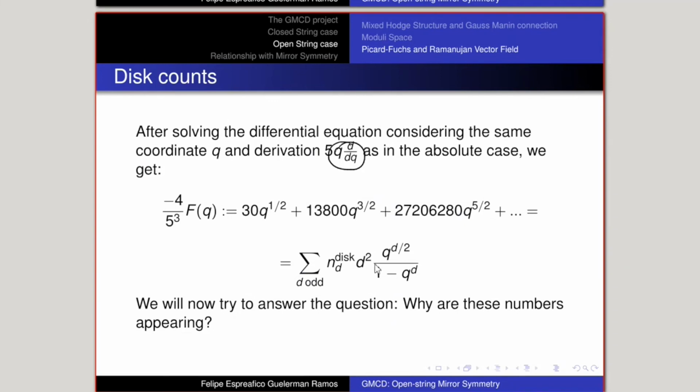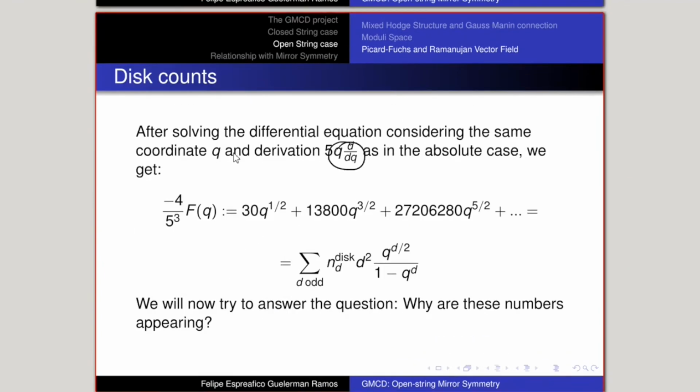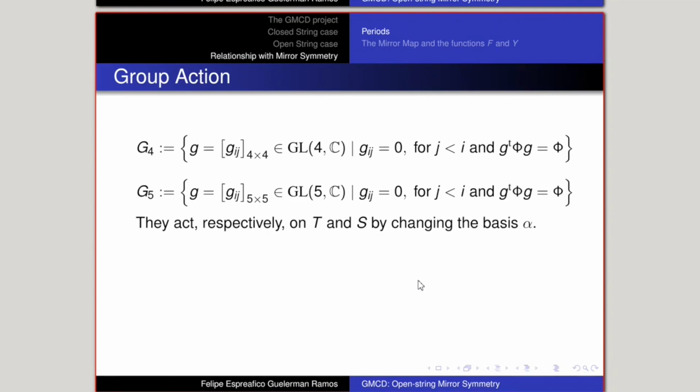So again, we can see these physical Q expansions are inside some kind of modular form theory. And now I'll try to answer the question like why these numbers are appearing. I mean, I have 3 minutes, I guess, so I'll try to be very fast.